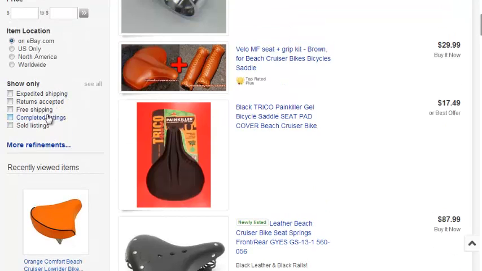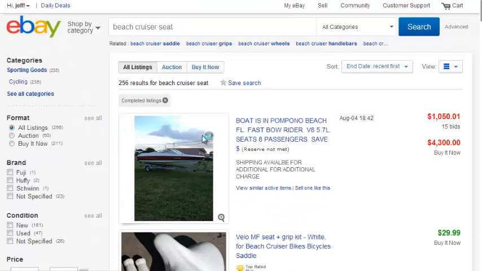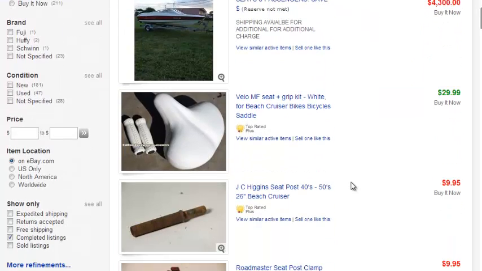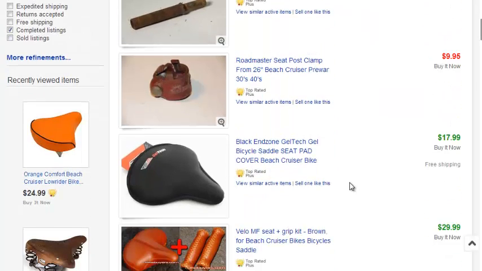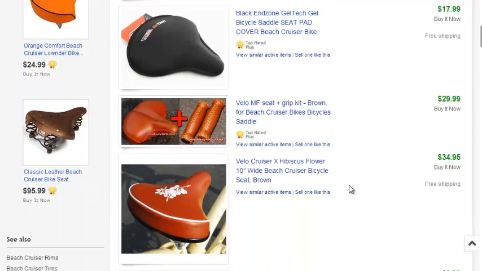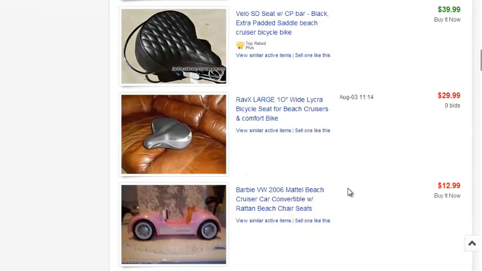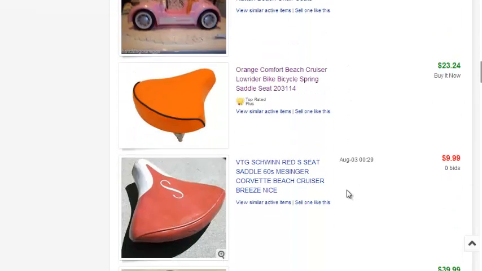Now, if we scroll down and we click on completed listings on the left, that's going to give us just completed listings, whether they're sold or not. Now we see a list of all the products that have closed. On the right, you'll notice the different color in the prices. Green means the item was sold. Red means the auction ended and the item was not sold.